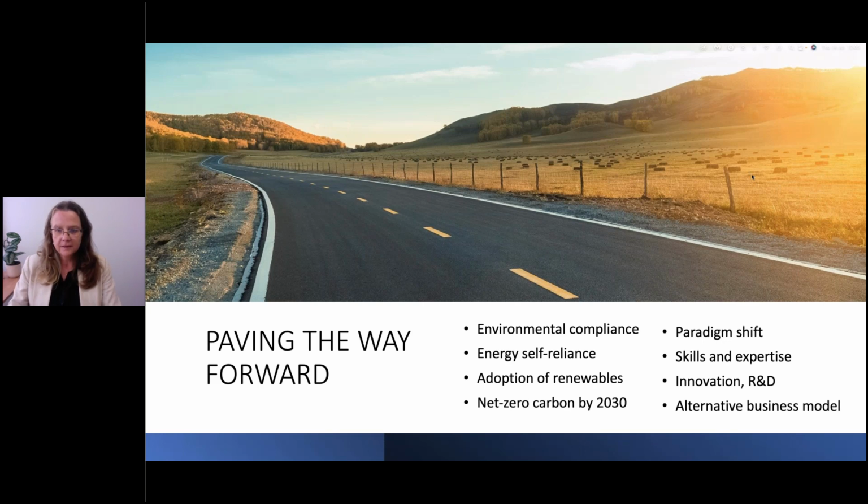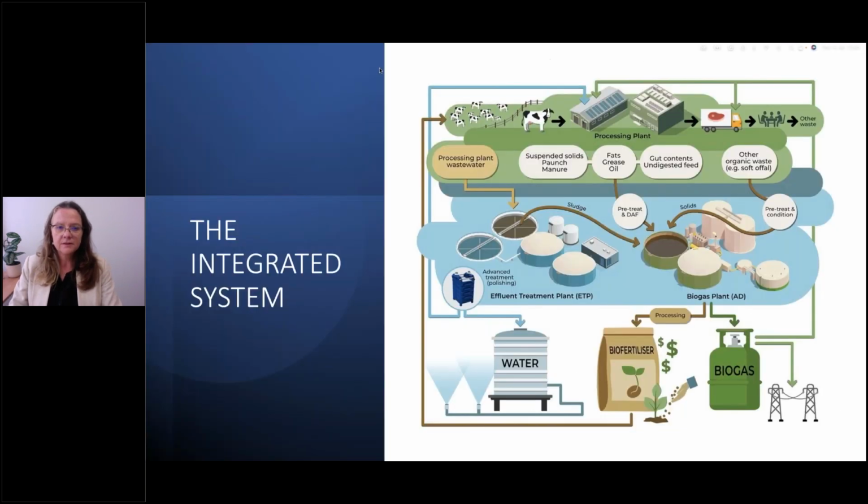So this was all based on an integrated system, and the integrated system aims to not allow anything to go to waste in a processing plant. You can start with the processing plant. You have the liquid waste, which is the wastewater, and then you have all the solid byproducts like the paunch, the manure, the fats, the gut contents, undigested feed, and for example, sometimes the soft offal, depending on the process, right? So what we created here is a system where you separate wastewater to one side to recover very high quality water, and we are talking here about class A water or high risk of exposure water.